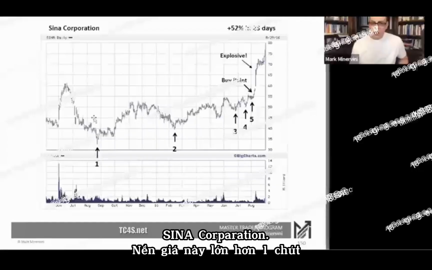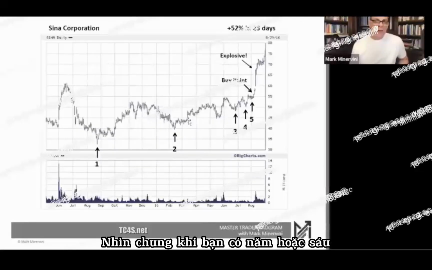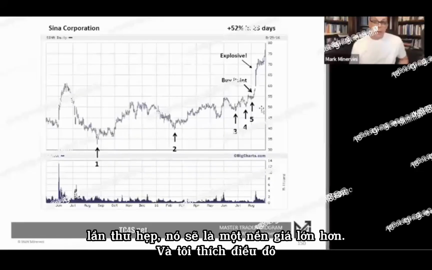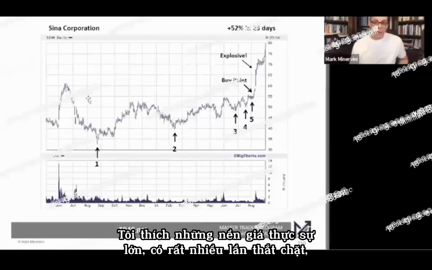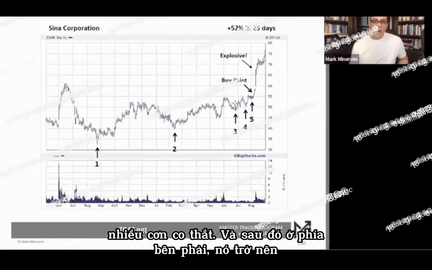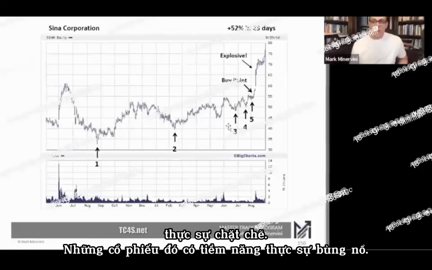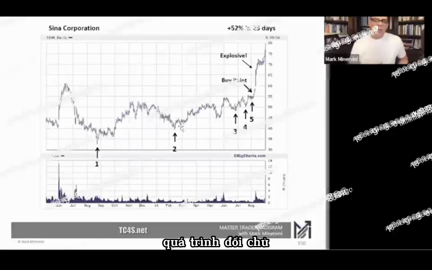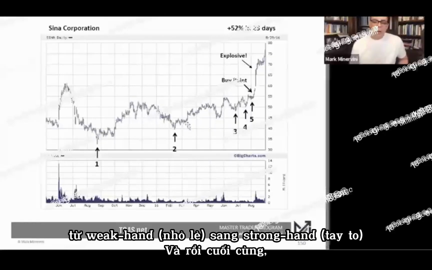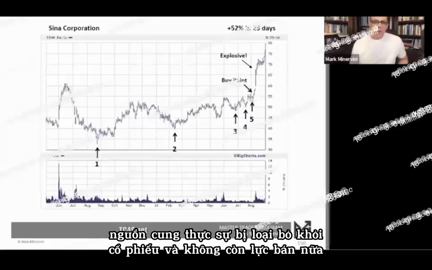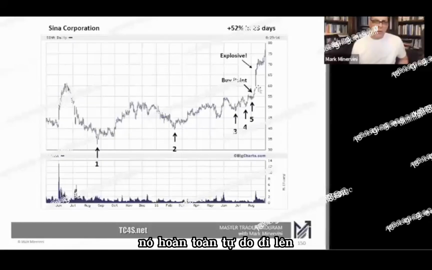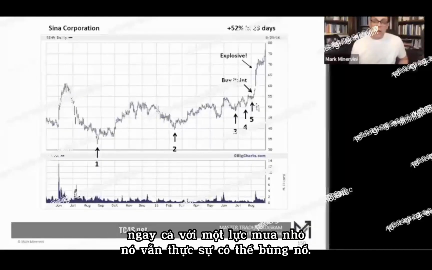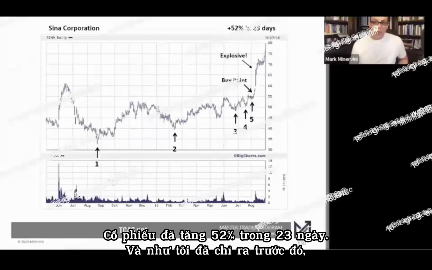Cena Corporation. So here's one that's a little larger. And generally, when you get 5 or 6 contractions, it'll be a larger base. And I love those. I love the really large bases that have a lot of tightenings, a lot of contractions, and then at the right side they get really, really tight. Those have really explosive potential. They've given the stock enough time to go through a very natural process of changing hands from weak hands to strong hands, and then when the supply is really weeded out of the stock and there's no more selling, it's free to move even on a small amount of volume, and it can really blast off. This stock went up 52% in 23 days.